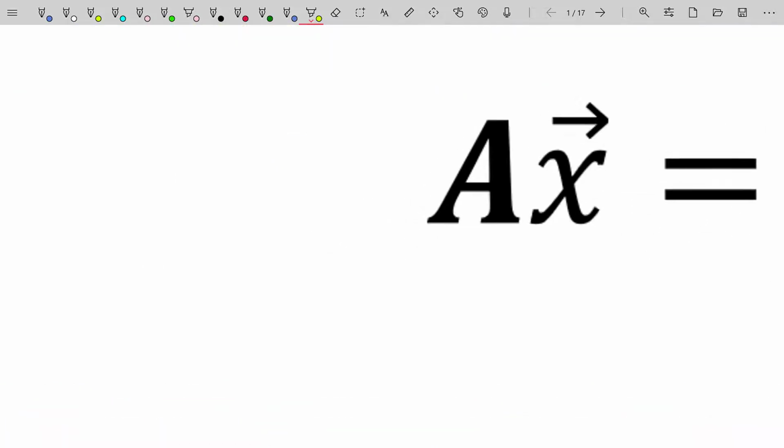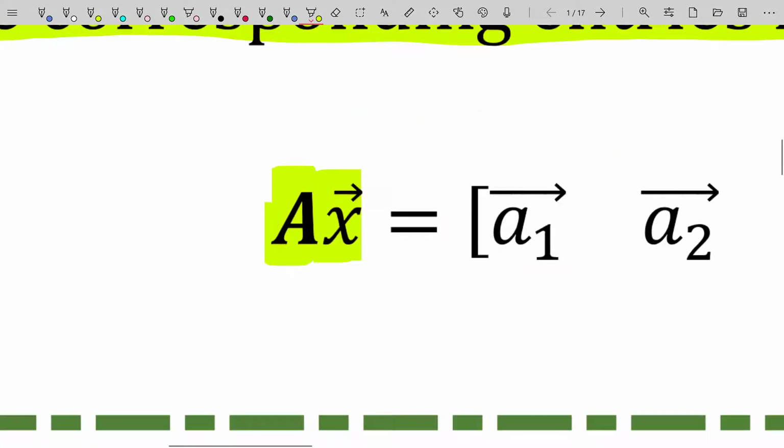And notice the order here. The matrix A times the vector x. It is the matrix on the left-hand side, the vector x on the right-hand side. It turns out the other way is ill-defined. We'll get to why later on.